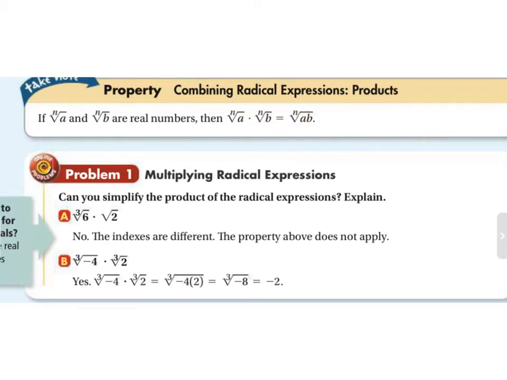So I take a look at example A. Can you simplify the product of the radical expression and explain? This is cube root, this is square root. Those are not the same indices, so not the same indexes, or however it's said. So no, you cannot.